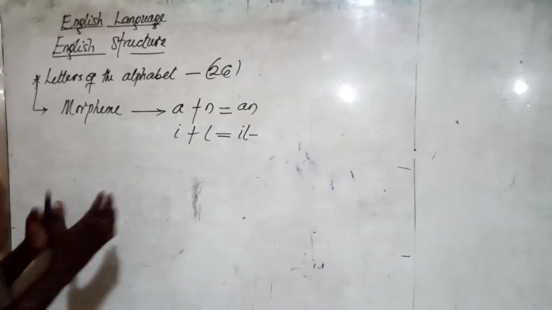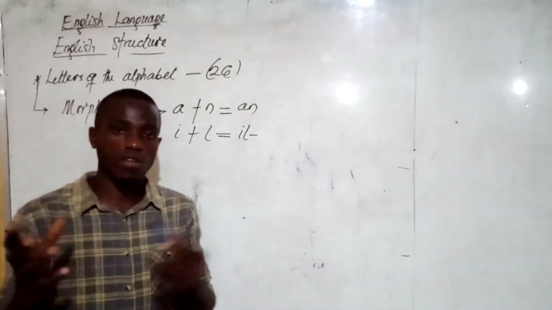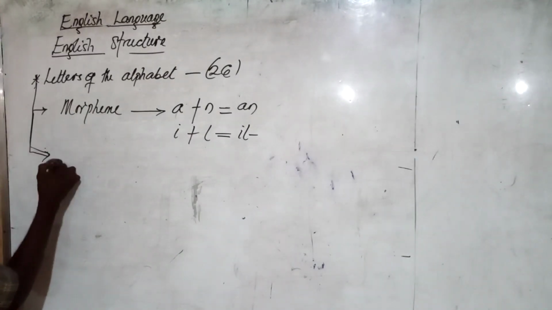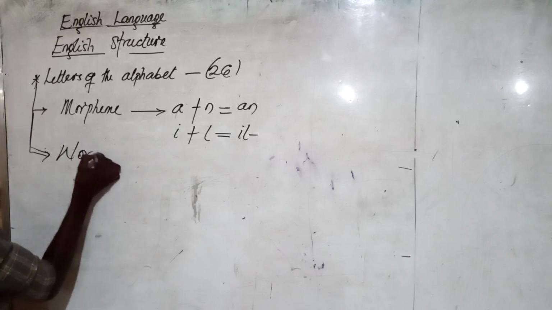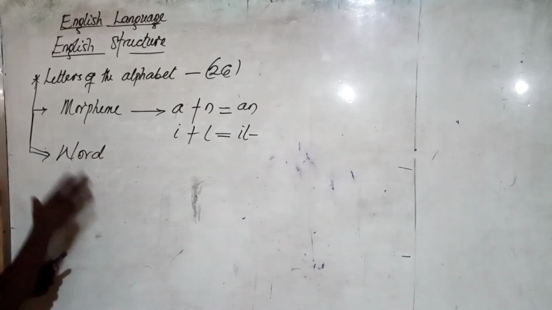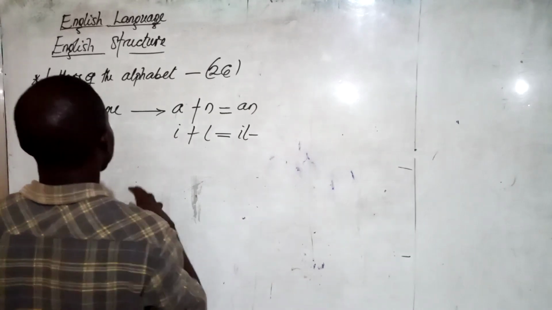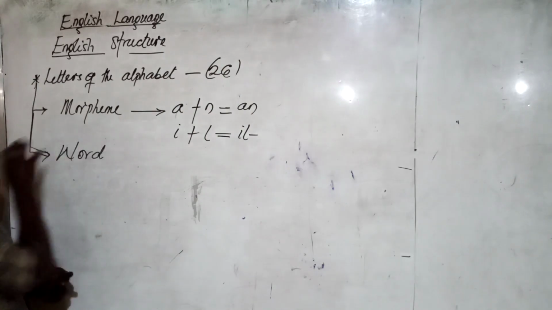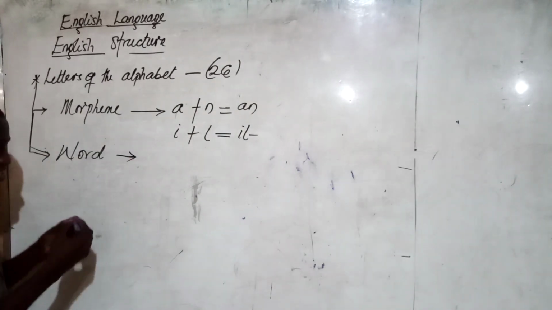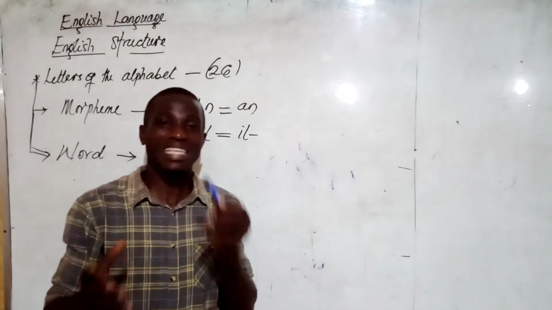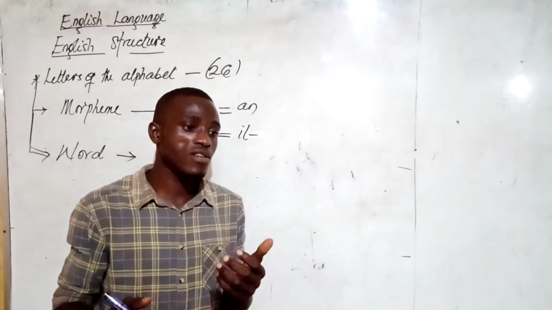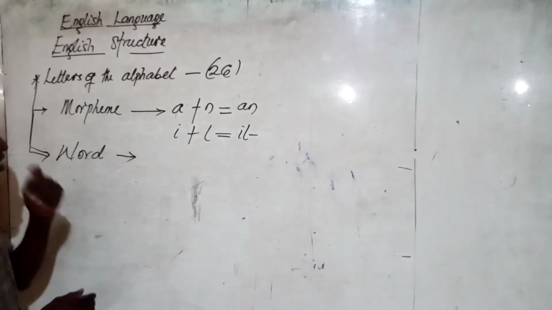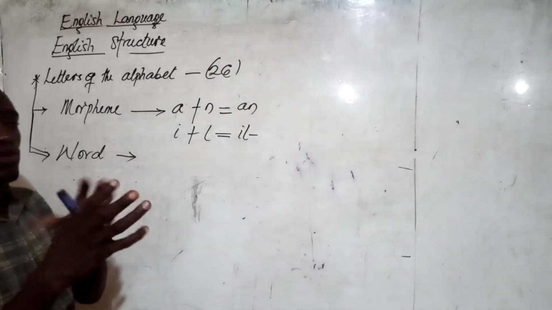Now, when morphemes come together and attach themselves in different ways, they form what is called a word. So basically, the mathematics is: letters plus letters form morphemes. Morphemes plus morphemes form words. Now, what is a word? A word is the smallest English structure that makes sense, that conveys a meaning to hearing. Now, a word could be an aggregation of different morphemes.